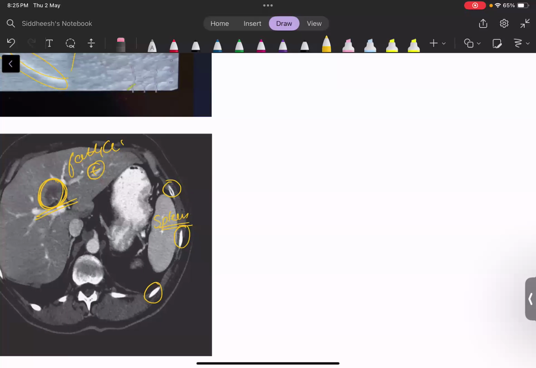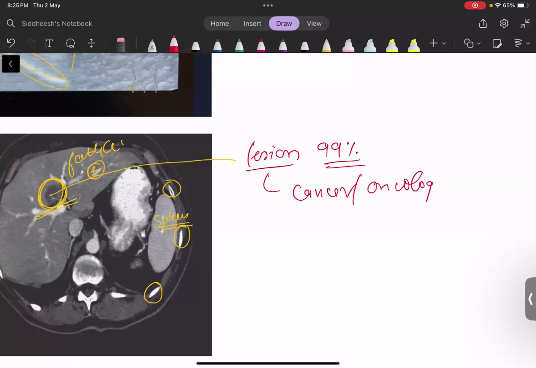Why? Because it will mimic the presence of what? A hypoechoic lesion. If you are completely new in this field, you might diagnose this as a hypoechoic lesion, and lesions are almost 99% hypoechoic in nature. Lesions mean cancer, or an oncologist will come up. But this is not a lesion, this is not the cancer part. That's why you should call a senior radiologist to diagnose the focal fatty liver.